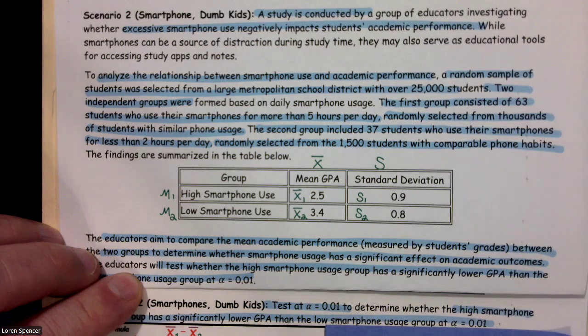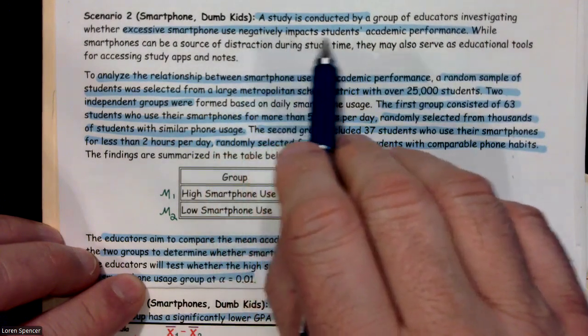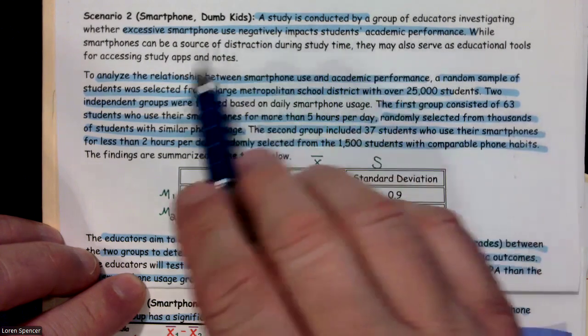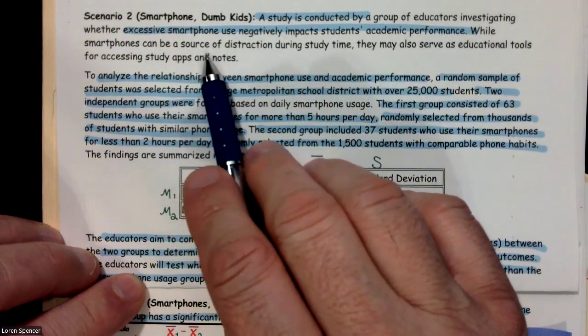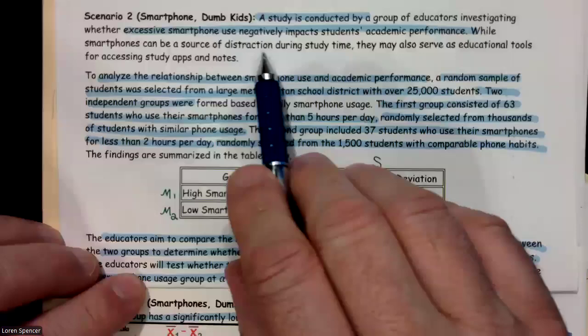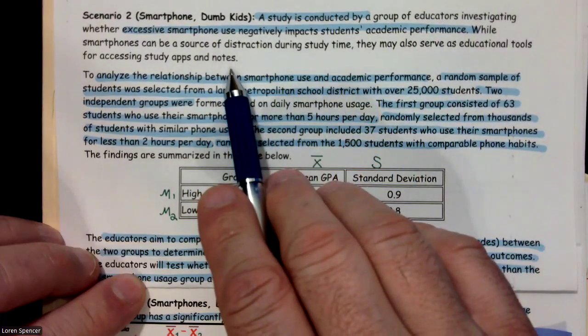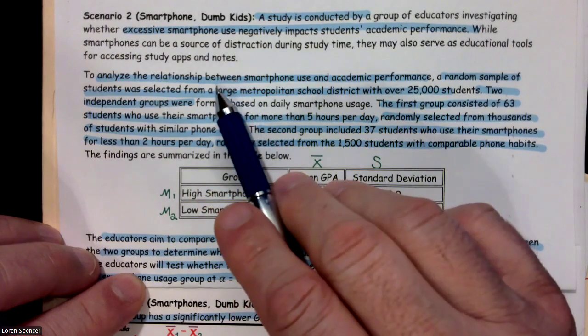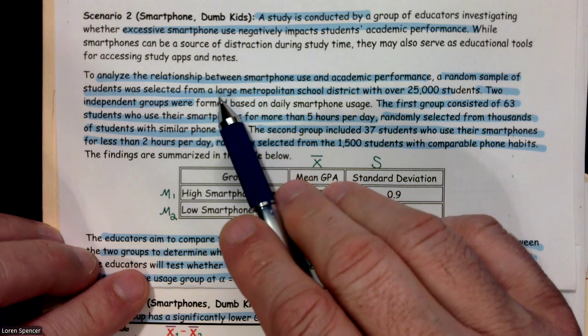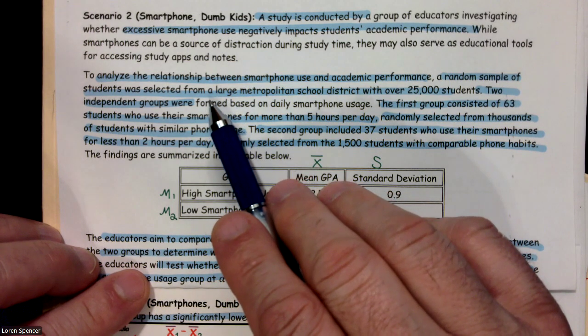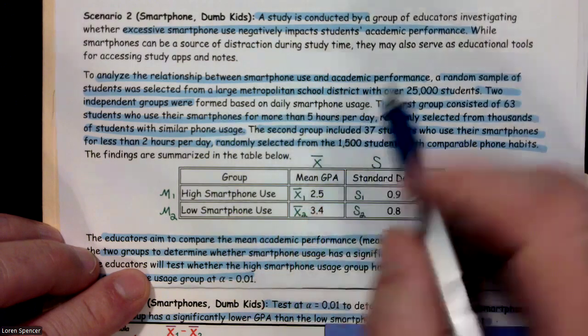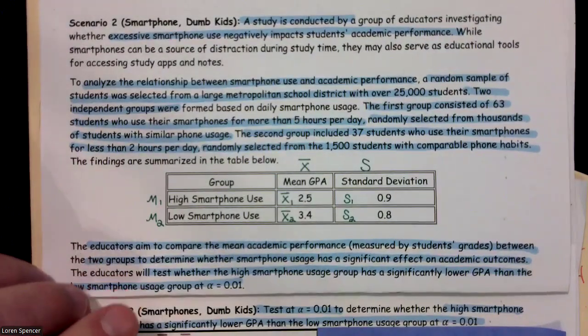This is a hypothesis test for a two-sample t, and this is going to be scenario smartphone dumb kids. A study is conducted by a group of educators investigating whether excessive smartphone use negatively impacts students' academic performance. While phones can be a source of distraction during study time, they may also serve as educational tools for accessing study apps and notes. To analyze the relationship between smartphone use and academic performance, a random sample of students was selected from a large metropolitan school district with over 25,000 students.